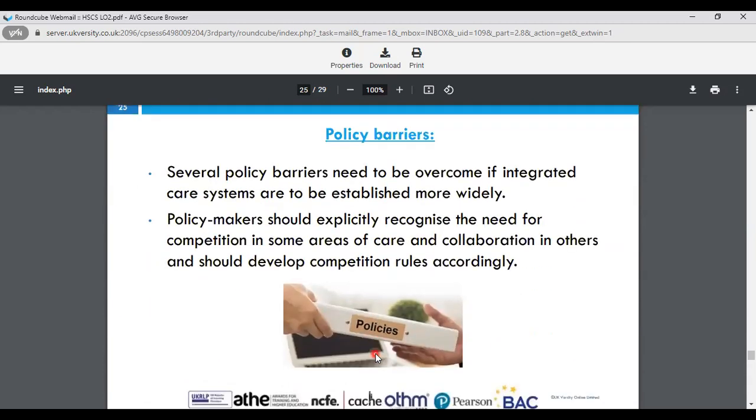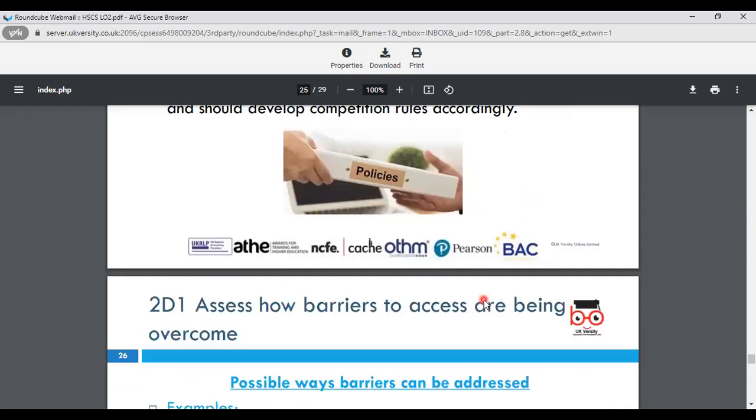And then coming towards the policy barriers. There are several policy barriers. Policymakers should explicitly recognize the need for competition in some areas of care and collaboration with others, and should develop competition rules accordingly. So if these need to be integrated, there may need to be integrated systems that have to be established more widely.